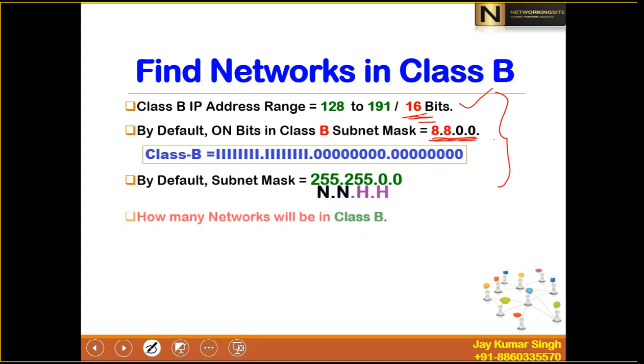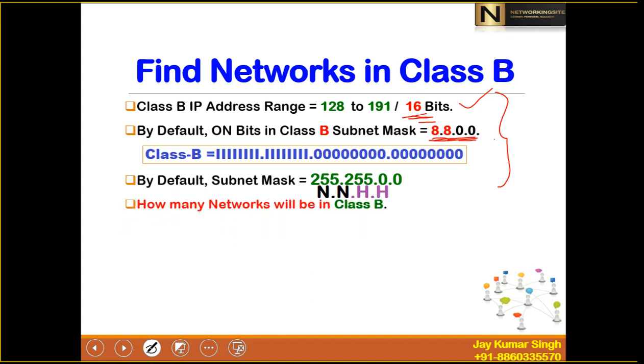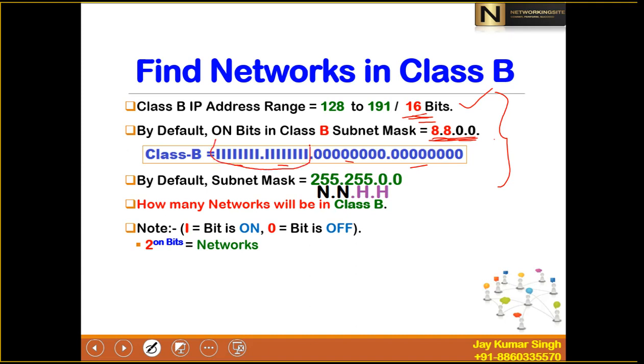Now the question coming is: how many networks will be in class B? The formula is the same. The formula is 2 to the power of on bits. Always keep in mind that we have 4 octets. When we talk about network, we only consider these 2 octets, and each octet is separate, so the calculation will be separate.